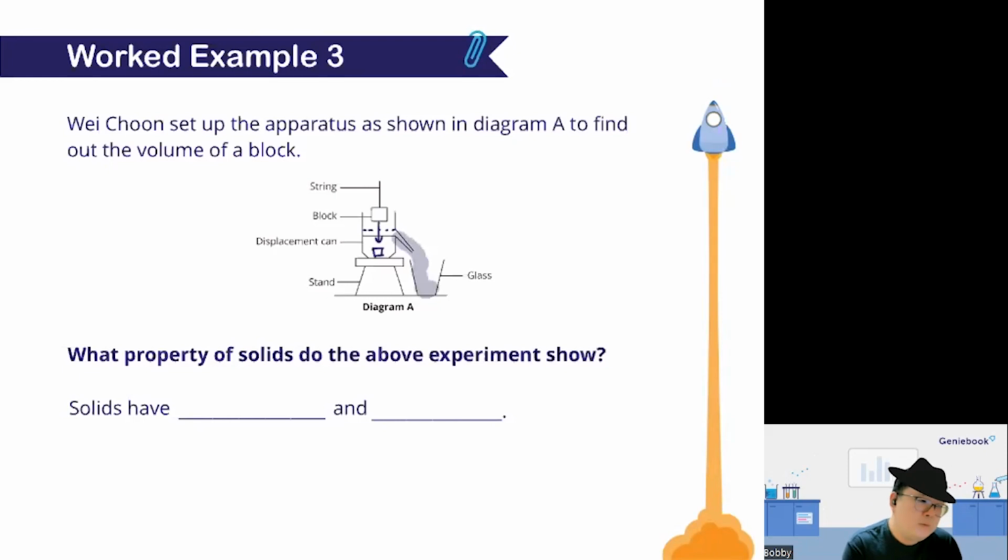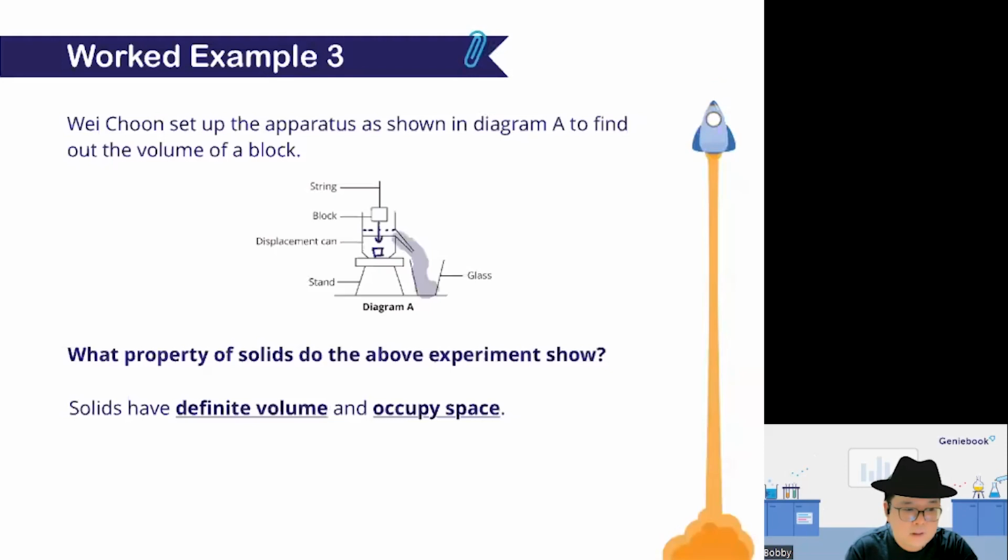Okay, so this is actually a form of experiment used to test for something, but we'll talk about that in a later lesson. But since the block forced the water to go up, once again, water must take up volume and space. What is the string for? To hold the block above the can.